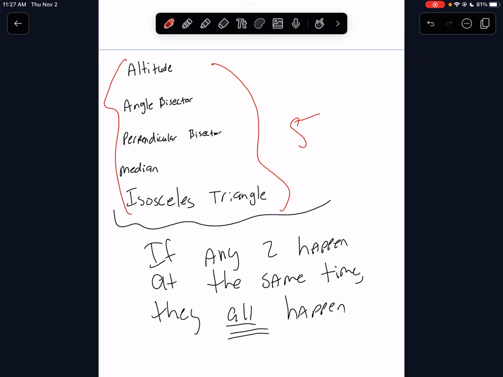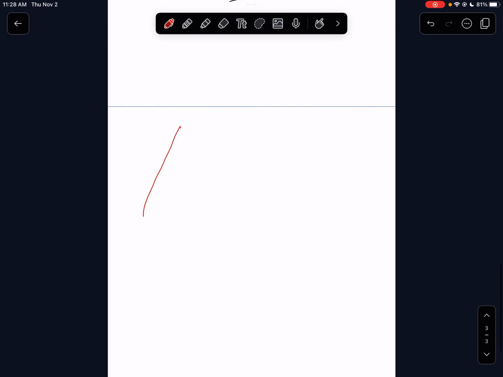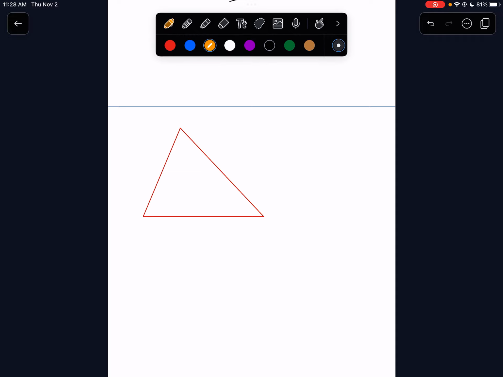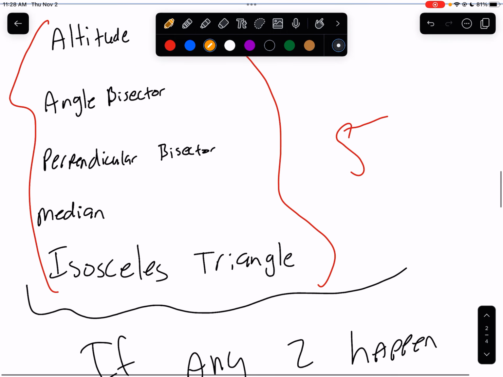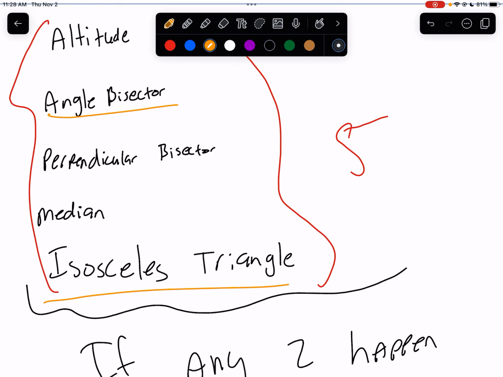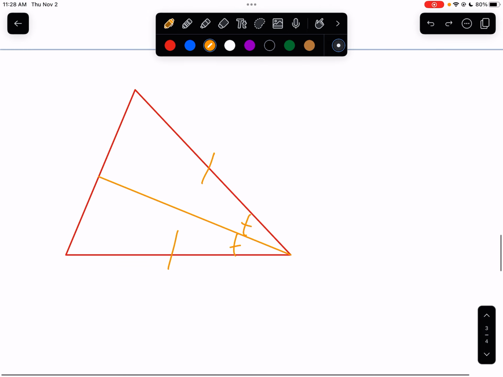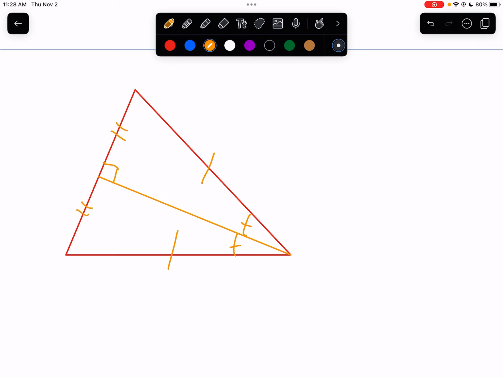There's no in between. So if you pick any 2 of those, what do I mean by that? Okay, let's make a triangle here. Let's pretend that we know that this triangle is isosceles. Let's say that these 2 sides are equal. And we know that this line is an angle bisector. Okay? So if you know it's isosceles and you know it's an angle bisector, so is that 2 of our options? Angle bisector, isosceles? Yes. What does that mean? That means it has to be the rest of them. That means it has to be an altitude, it has to be a median, it has to be a perpendicular bisector. You can't have just 2 of those things. You either have one of them or you have all of them. There's no in between. And so if you pick any 2, you know it's all of them.